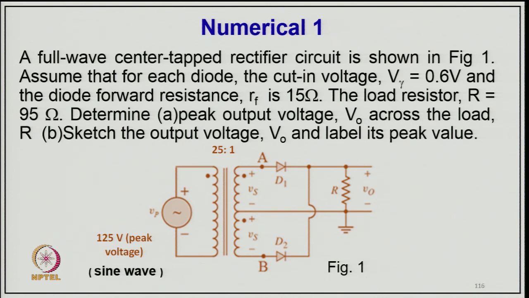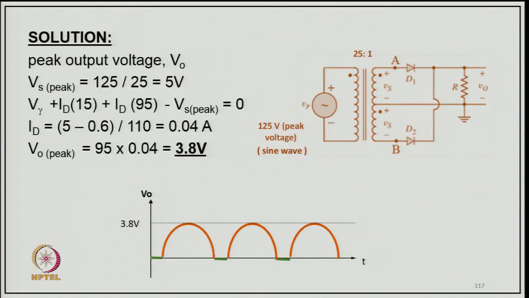So, it is like a full wave rectifier with center tap, and we can say the peak output voltage Vs equals 125 by 5, that is 5 volt, and then V gamma plus ID into 15 plus ID into 95 minus VO equals 0. So, from this we can find ID equals (5 minus 0.6) volt divided by 110, that is 0.04 ampere, and VO peak equals 95 into 0.04, that is 3.8 volt. You will get this kind of waveform of 3.8 volt maximum in the output, and it will be of this kind of waveform in this circuit.